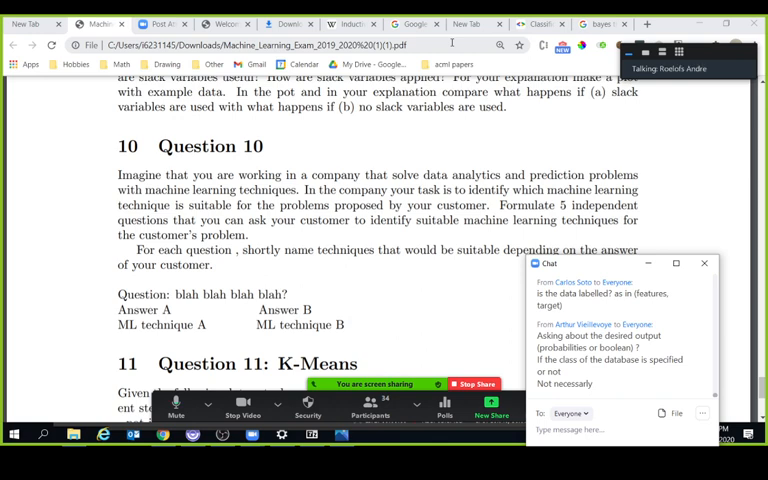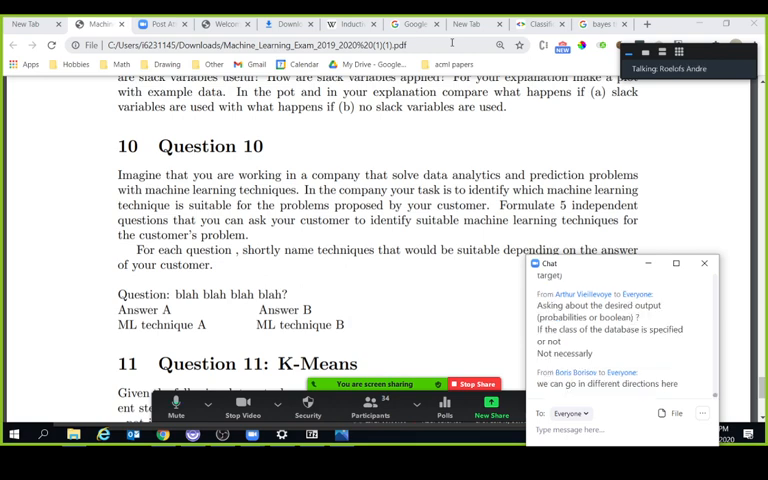Okay, so we can just go with the brain cancer guy, the customer. We can go in different directions here. What do you mean by different directions, Boris?